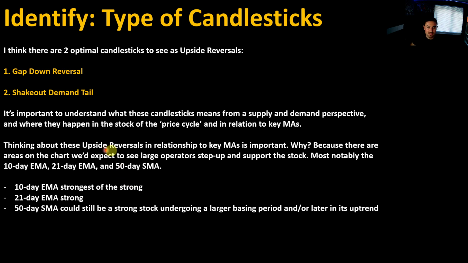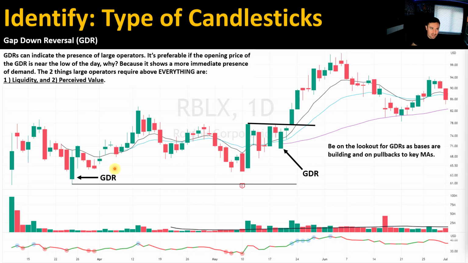So thinking about these upside reversals in relationship to the key moving averages is important. Why? Because there are areas on the chart we'd expect to see large operators step up and support the stock. Most notably the 10-day EMA for the really quick ones, but certainly the 21-day EMA and the 50-day EMA as well, especially if the stock's broke out, pulling back in, maybe it's basing in an uptrend, whatever. So let's start going through it. And we're going to start with gap down reversals.